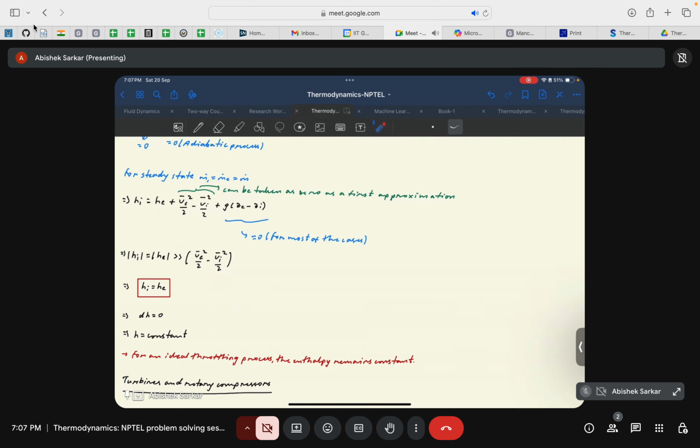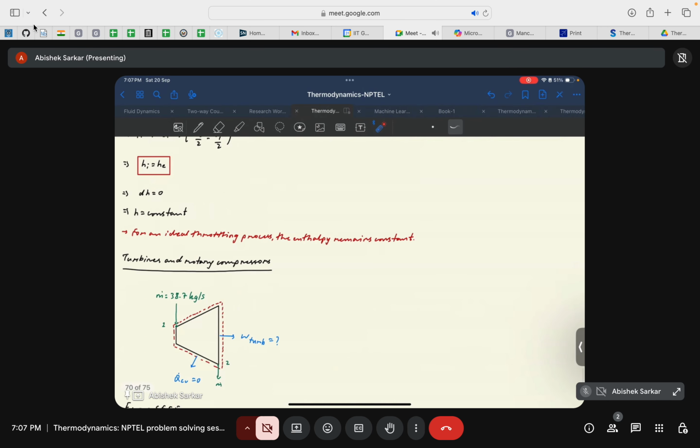But as I mentioned, there might be scenarios in your specific question in the exam where there might be a significant change in the kinetic energy. So you might need to consider it, but usually that's not the case. The ideal practice is to start with the complete energy equation.